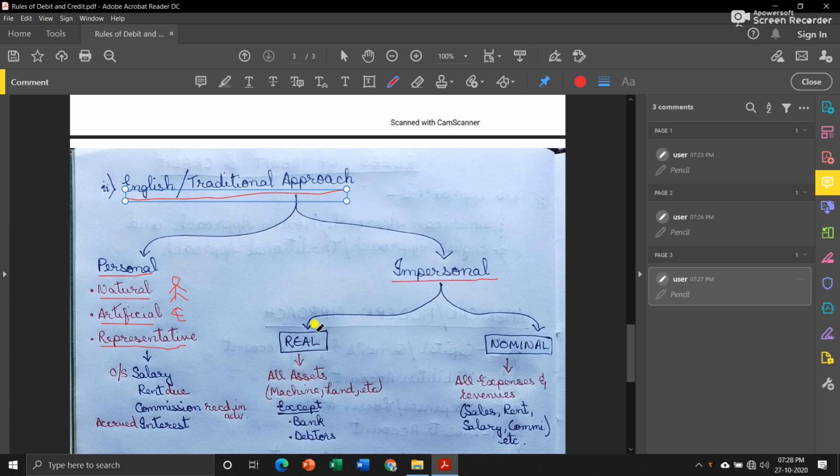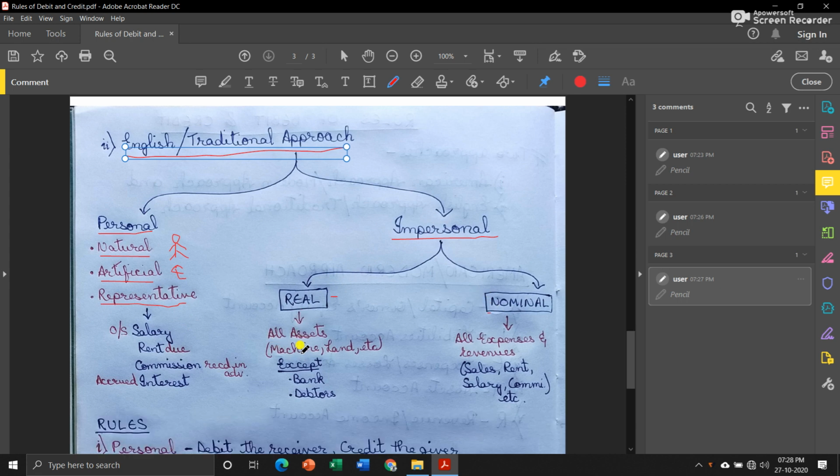Now impersonal accounts are again divided into two parts. First is real, then next is nominal. First let us talk about real account. Real account includes all the assets, like earlier in the previous illustration we saw furniture account. So furniture is also a kind of asset. Similarly machine, land, etc., there will be lots of asset accounts. All those accounts are known as real accounts, except for two, that is bank. Bank is an artificial institution created by human beings, so bank account is an artificial personal account.